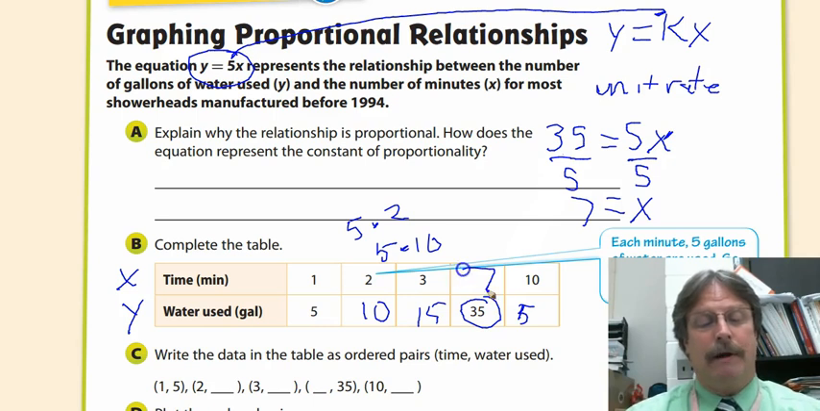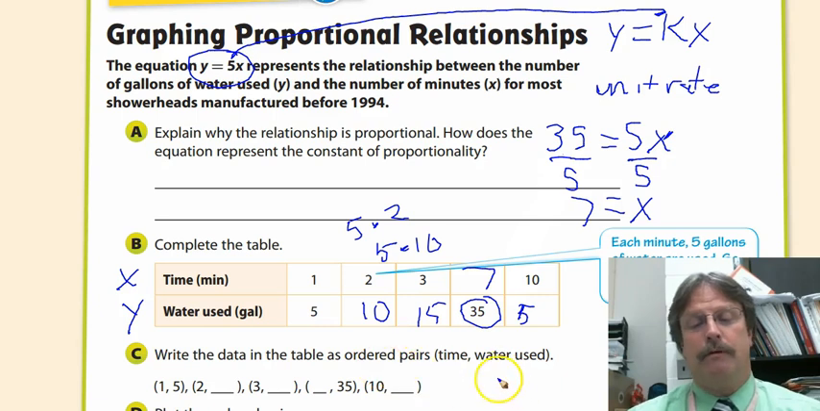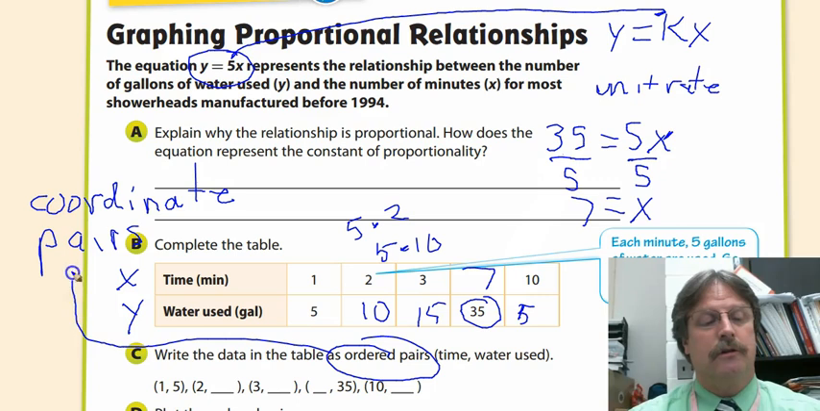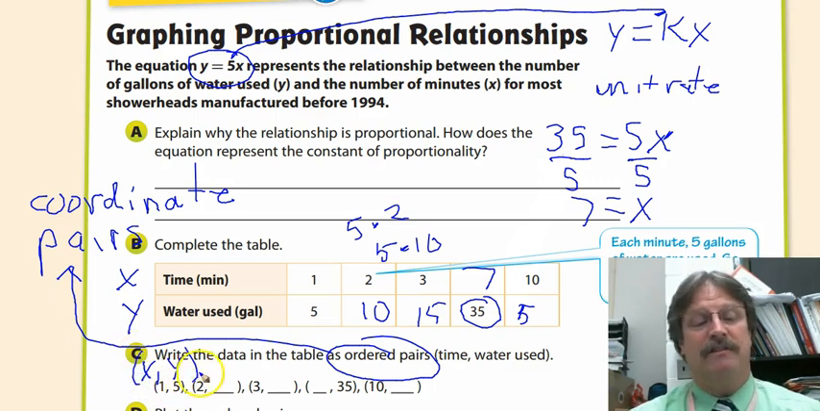Down here it says write the data in the tables as ordered pairs. Another name for ordered pairs is coordinate pairs. So 1 and 5, and we always write the x first, followed by the y. If you can't remember, think alphabet, x then y. 2 and 10, 3 and 15. We put our 7 here in the x position because that's what we found, and 10 and 50.